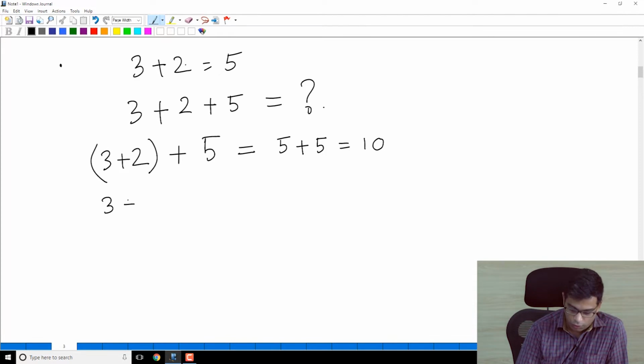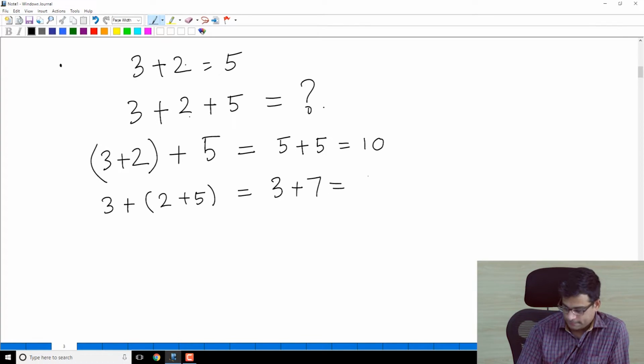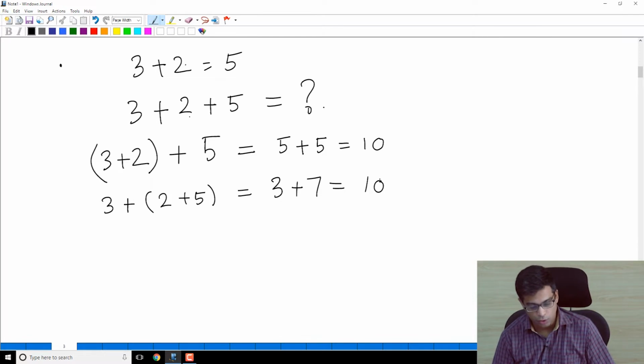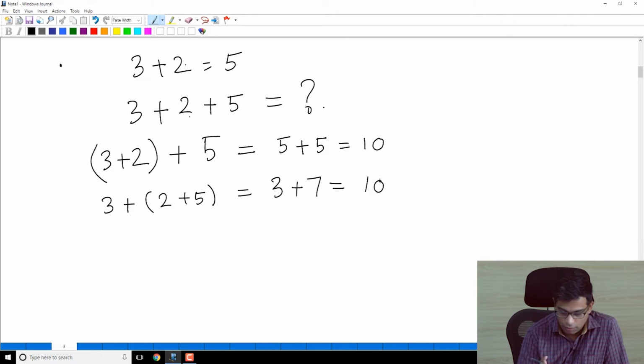But you can also do the following: you can first add 2 and 5. The point is to group 2 things together. In the first option, I grouped 3 and 2, in the second option, I will group 2 and 5. So, then I get 3 plus 7, which is also 10. So, I get the same answer. No matter how I group elements, I get the same answer, which is very important. Otherwise, there will be an ambiguity on how to add 3 elements or 4 elements or 5 elements.